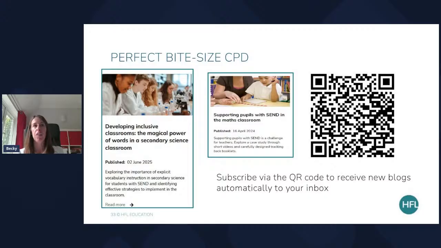So that explicit vocabulary instruction, and have a read of them, even if they say secondary, because lots of the strategies can be put across the curriculum, not just in science, but also in primary as well. You'll see the application in there of what that vocabulary instruction can look like in the classroom. And similarly there's a supporting pupils with SEND in the maths classroom as well. And there's all sorts in there. Transition we've got in there recently.